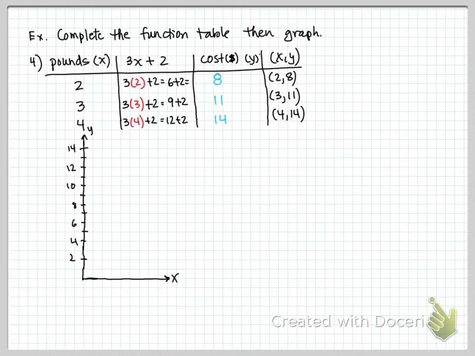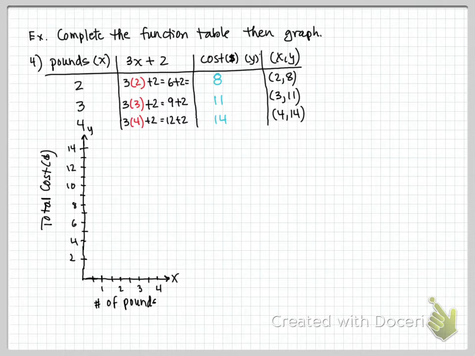Now I'm going to give myself a little bit more space. So there's 1, 2, 3, 4. Now I'm going to label what each thing means. So this is going to be the number of pounds, and then the other side is going to be total cost. And I'm going to put in parentheses that it's going to be in dollars.